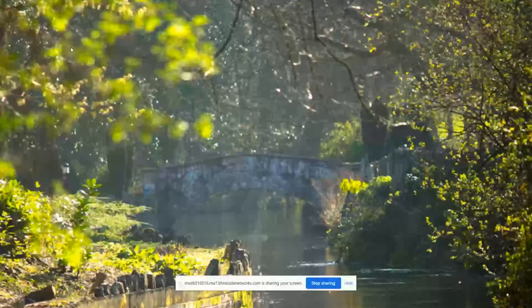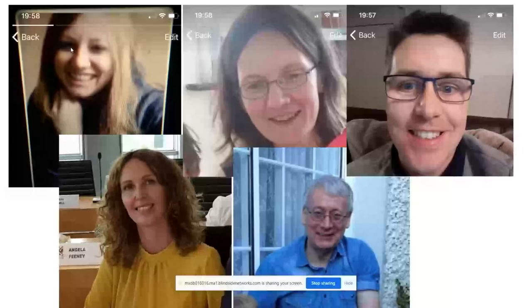So this is some of our mapping group. There's around 12 in our mapping group at the moment from different groups across the community.